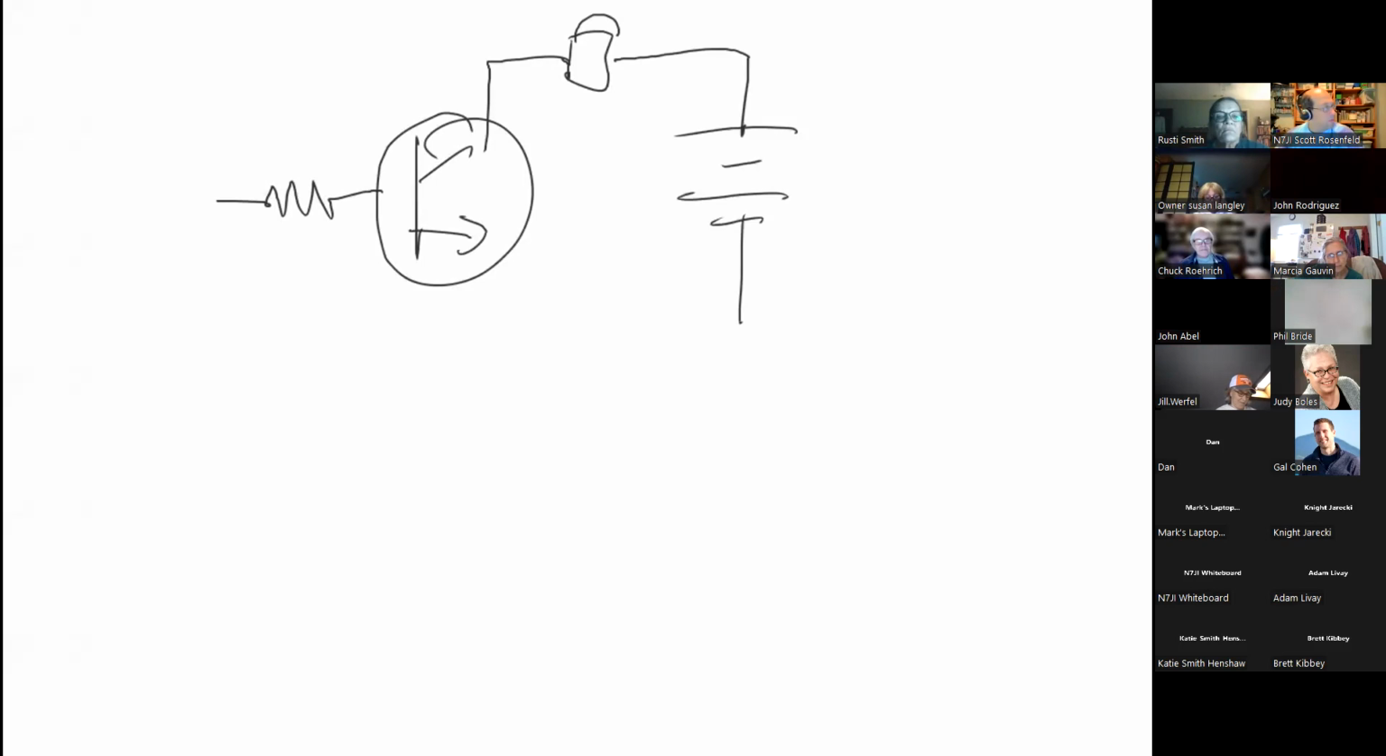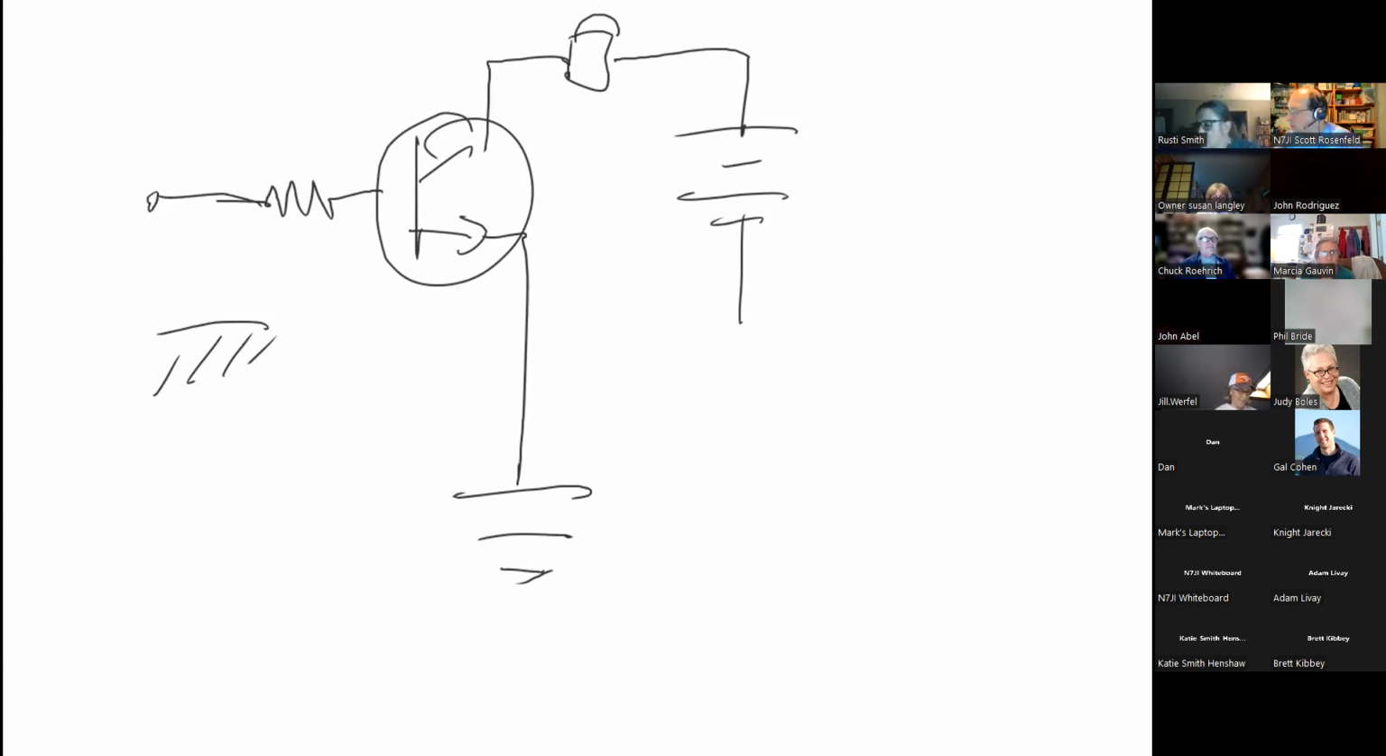All right, so we are going to show this is a ground. We could also do a ground that looks like that. Ground is the same thing no matter what it looks like. Ground is our 0 volt reference. It can be drawn a whole bunch of different ways.